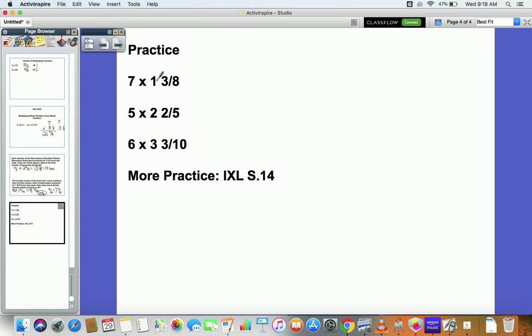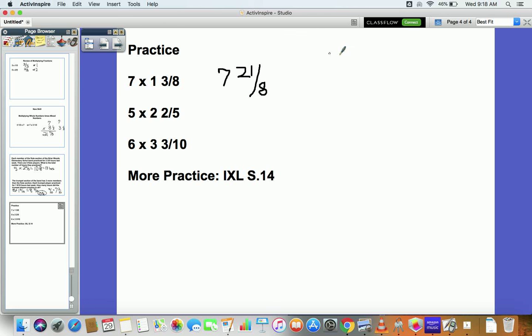Okay, so 7 times 1 3/8. We multiply our whole number times our whole number, so that would be 7. And then our whole number times our fraction. 7 times our numerator of 3 is 21. And then our denominator is 8. So you could leave your answer like that.